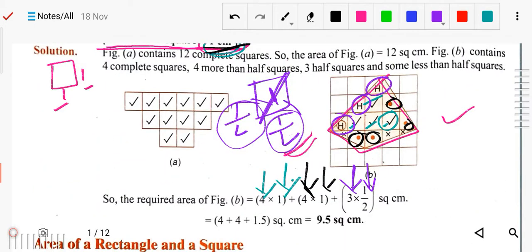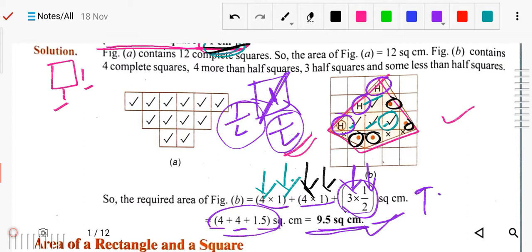Those less than half, you ignore that, means no need to count, we will not count that. So now 4 into 4, this is 4, 4 into 4 is 4, and 3 into half is 1.5. Then you can add, so the answer will be 9.5 square centimeter. Or you can write it like this, 9.5 centimeter square. So likewise you can do this if it is given in the figure.